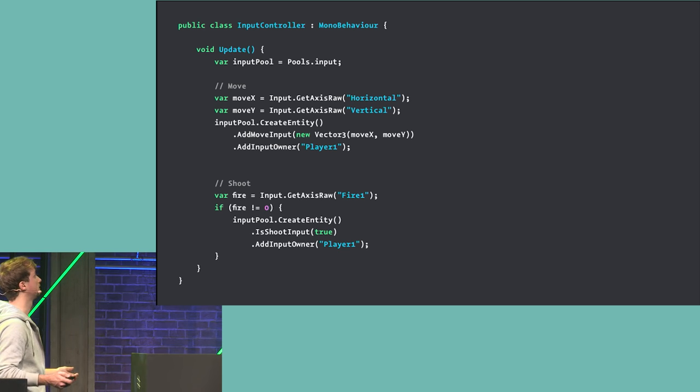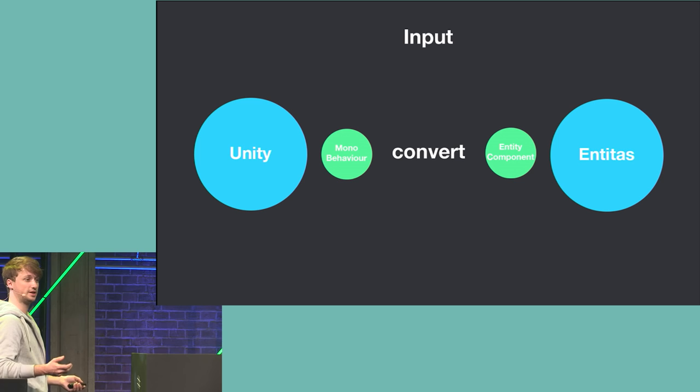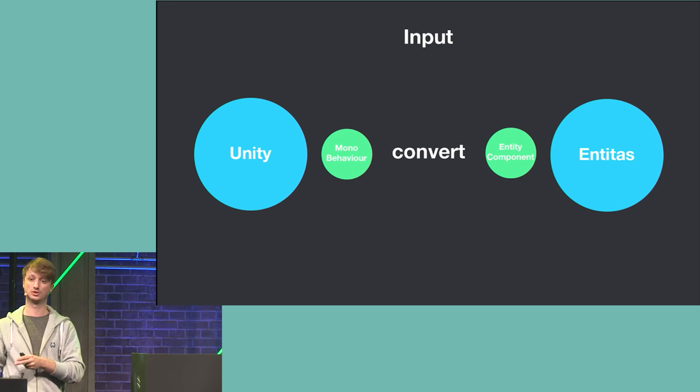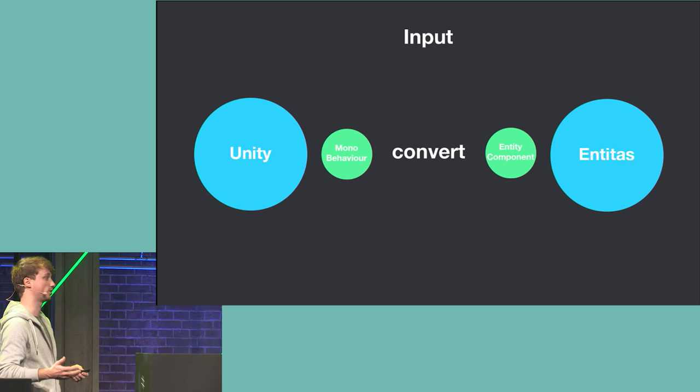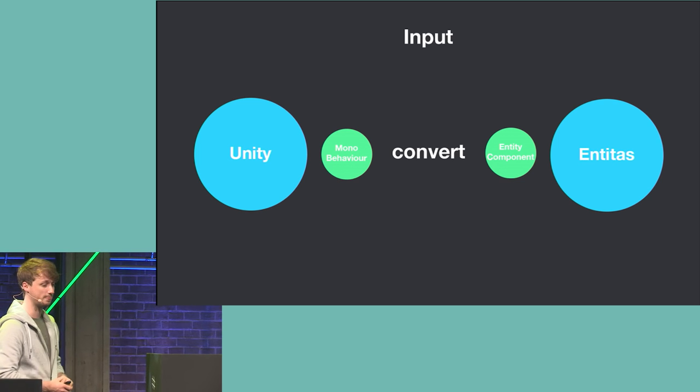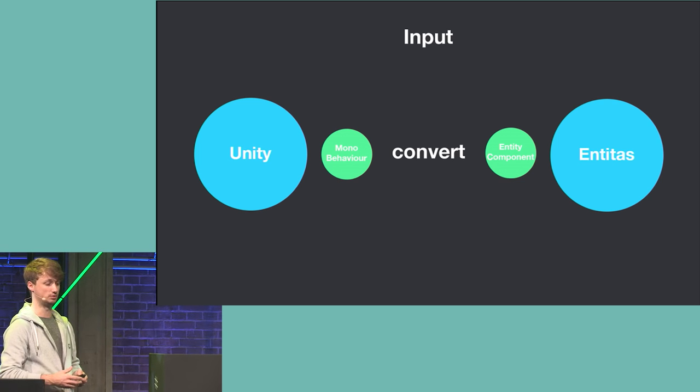Now, what happens here? Unity provides us with some logic that we haven't written, so we can use this logic. We use it in the mono behaviors, and we convert it so we can use it in Entitas and react with reactive systems and all this good stuff. And this is basically what you have to do.